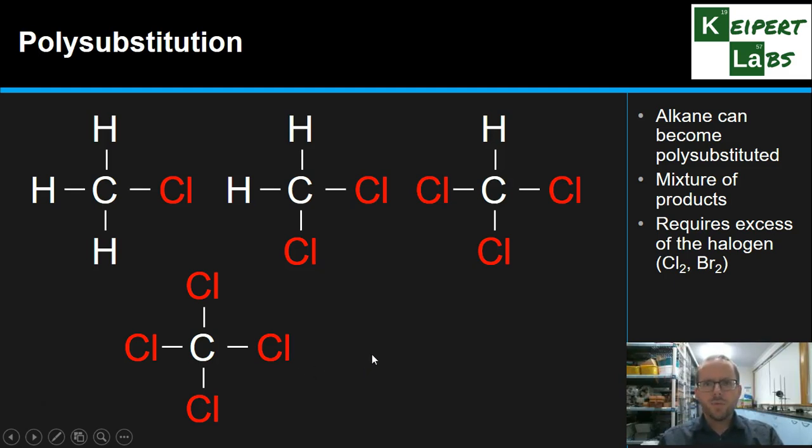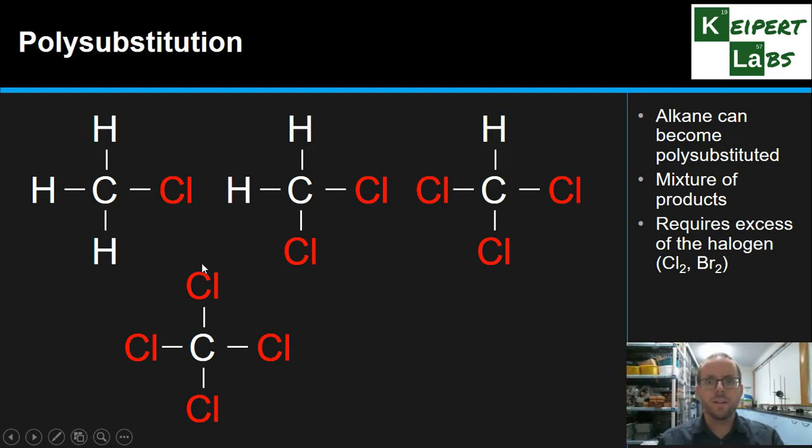Now, the reason we end up with a mixture of products in most situations is that, imagine for a moment you've got a mixture that's got 1,000 methane molecules in it to start with. Okay, well then one of them reacts and forms this chloromethane. Now it's true that this chloromethane can go on and react further, but there's 999 other methane molecules that are more likely to be bumped into first.